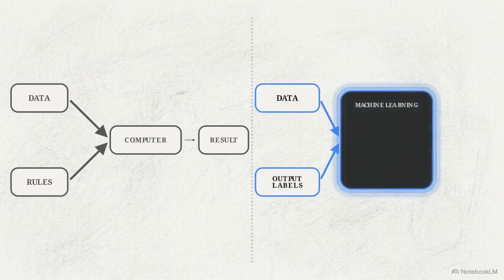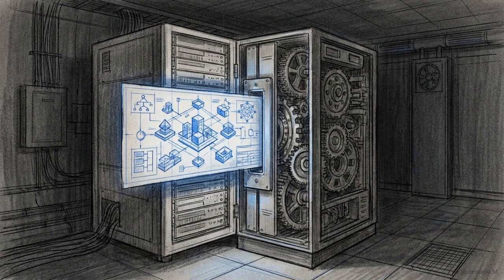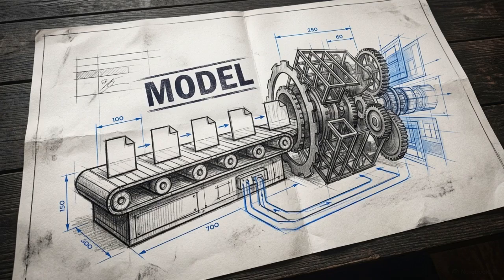Instead of feeding the computer rules, you feed it the raw data and the desired results, the labels. The system then works backward to infer the mathematical relationships that connect them. Because the computer derives these relationships itself, the final product of the process is not a single answer. It is the set of instructions, the model, that will be used to solve the task for all future data.